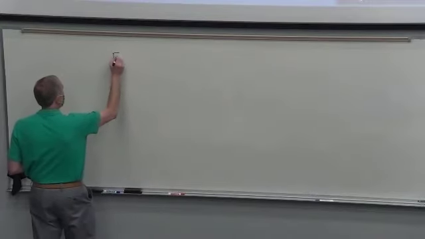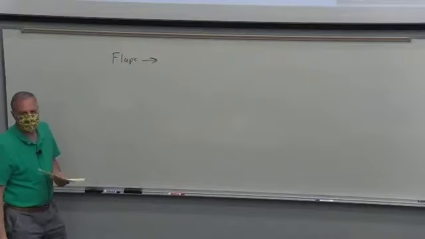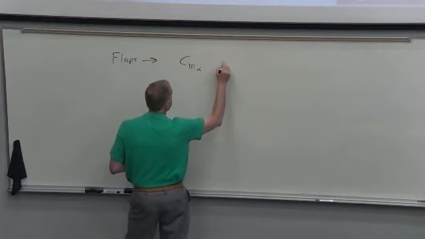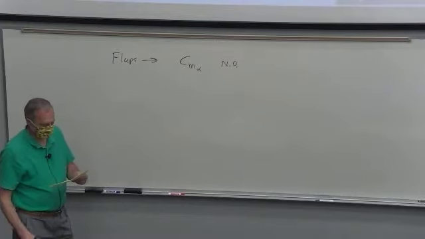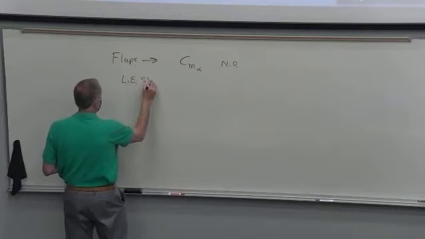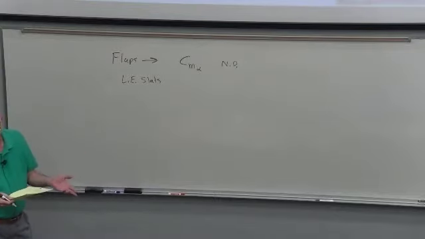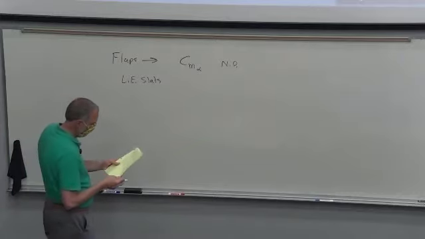So let's say we add flaps to the airplane. When the flaps are deflected, we need to recalculate CM alpha and the neutral point, because it could change by deploying the flaps. Say you have leading edge slats, same thing. So anything you add, if you have a fighter aircraft and you add missiles, you have to do it again. Make sure the airplane's still stable. If you have external fuel tanks, same thing. So you have to check all those out.